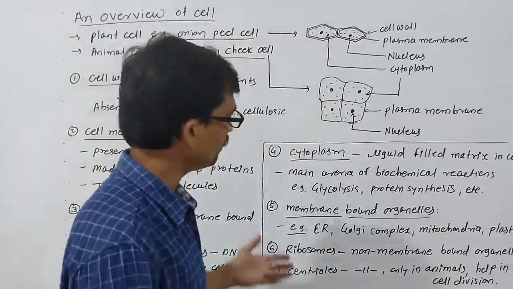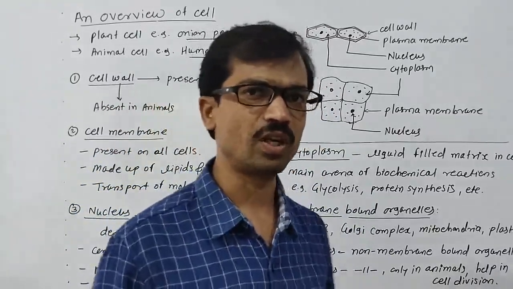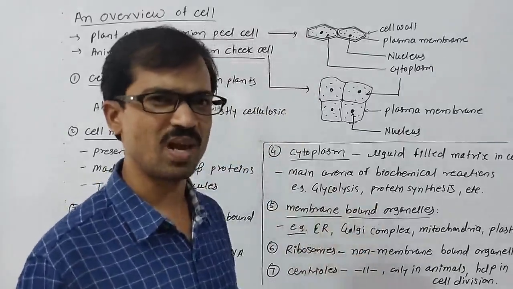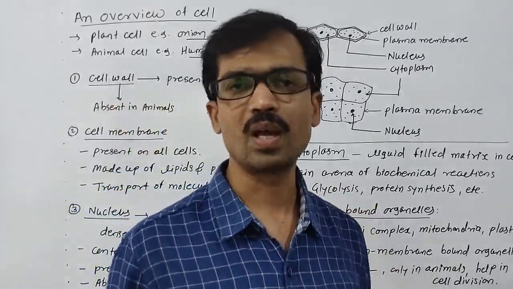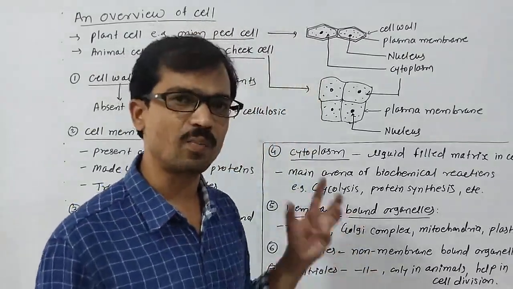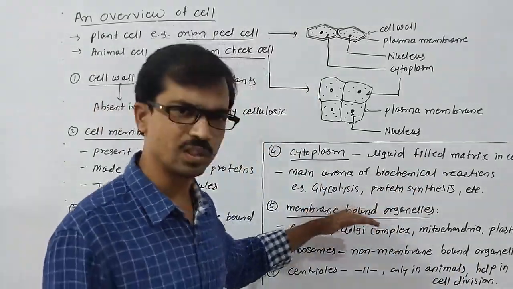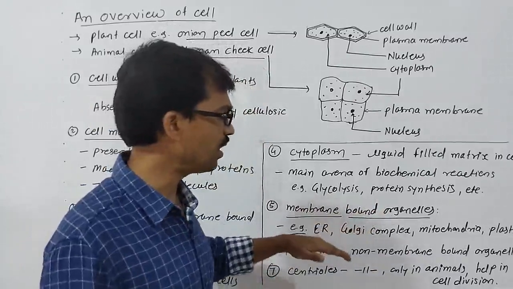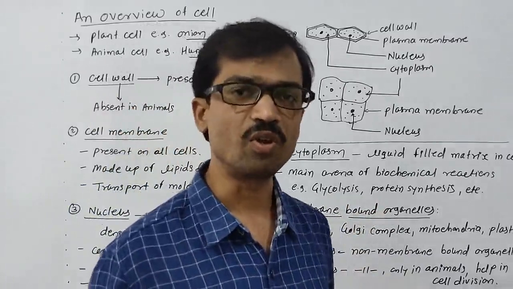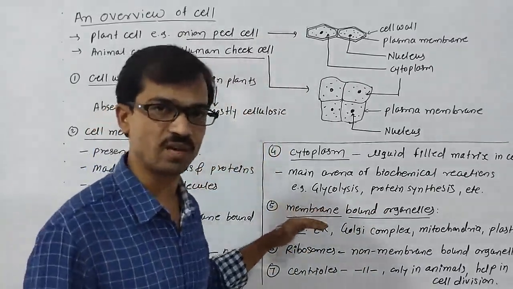chapters, etc. The next part of the cell is different membrane-bound organelles. For example, endoplasmic reticulum, Golgi complex, mitochondria, different types of plastids like chloroplast, chromoplast, leucoplast, etc. And some other organelles like peroxisomes, lysosomes, vacuoles, etc. I haven't written all the membrane-bound organelles here, but there are several membrane-bound organelles which are also the sites of different biochemical reactions, and they are very important constituents of the eukaryotic cells.